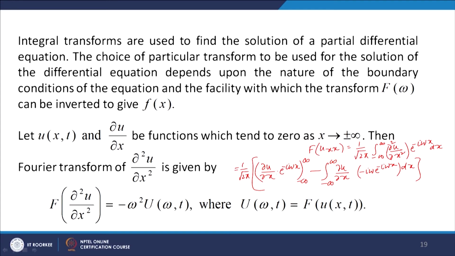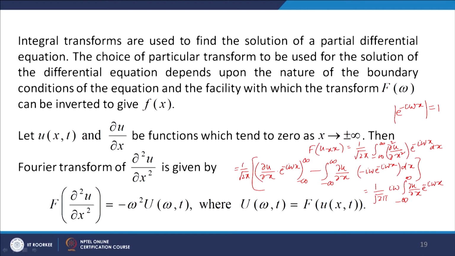when x goes to plus minus infinity, and let us remember that the modulus of e to the power minus i omega x is equal to 1. So, it is a bounded quantity. So, when u(x) goes to 0 as x goes to infinity and as x goes to minus infinity, because of the boundedness of e to the power minus i omega x, this part becomes 0, and what we get is then 1 over root 2 pi, i omega times the integral from minus infinity to infinity of u(x) into e to the power minus i omega x.